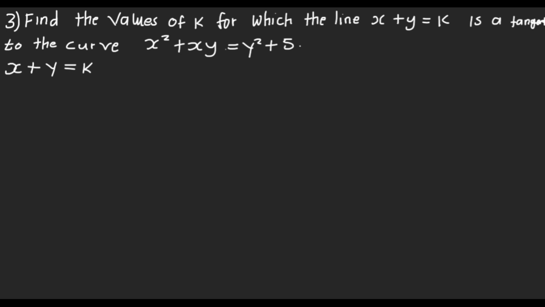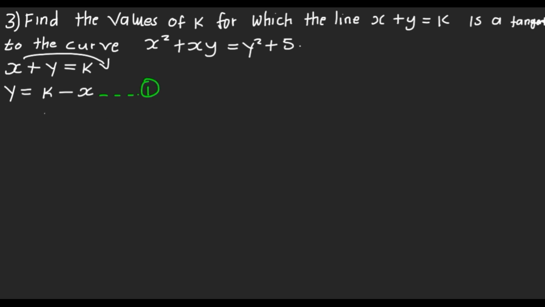So for this one, I'm going to make y the subject of the formula, so that we get rid of the y. So I'm going to shift x to the right side, giving us y is equal to k minus x. So this, I'll say, is my equation 1.